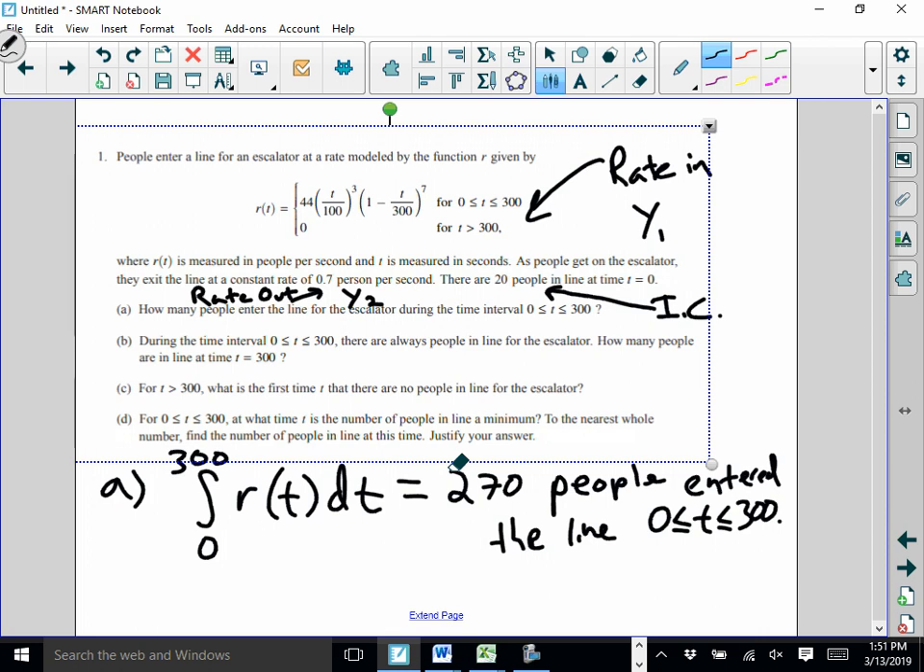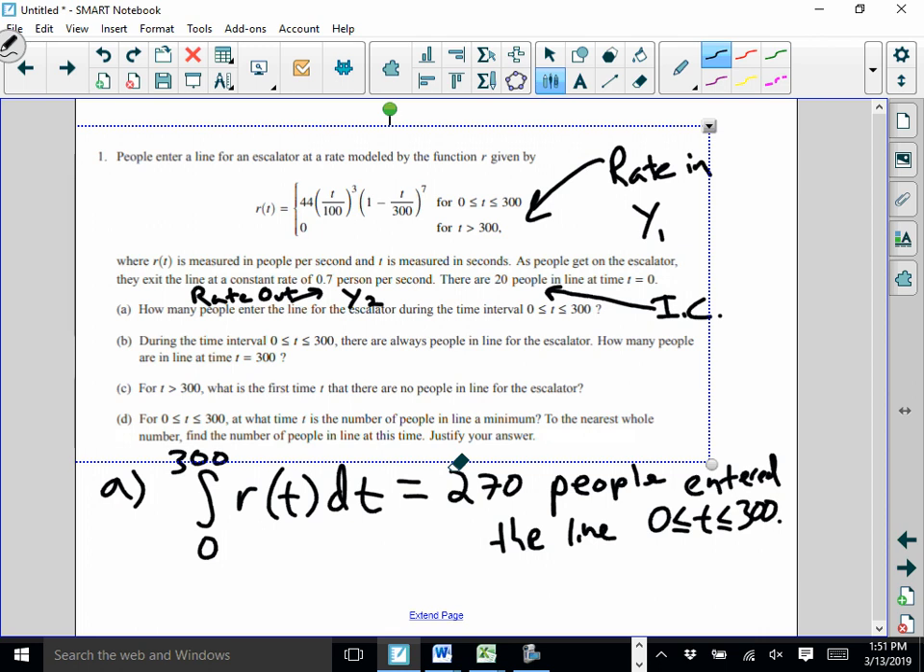But look at B. B says, during the time interval 0 to 300, there are always people in line for the escalator. How many people are in line at time t equals 300? So they're asking about the amount of people. Not how many were added, not how many were taken away, not the initial condition, but all three of those things. Right? Just like in the water in the tank, we had to know how much we started with, how much we added, and how much we lost. We have to consider all three of those things to solve part B.